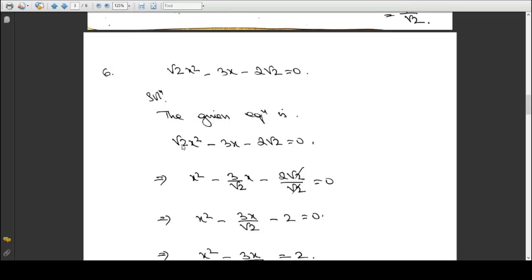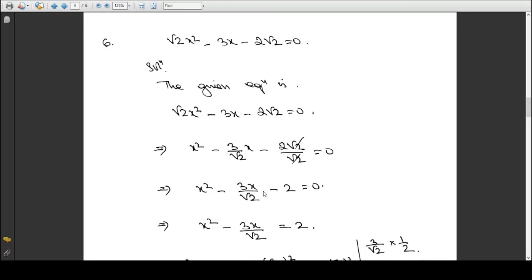Now to get rid of this root 2, you multiply the whole of this equation, both the left and right, by root 2. Root 2x square divided by root 2, the root 2 gets cancelled, you have only x square, then 3 by root 2, and here 2 root 2 divided by root 2, you'll get only 2. Now you take this to the right side, which gives us x square minus 3x by root 2 equal 2.